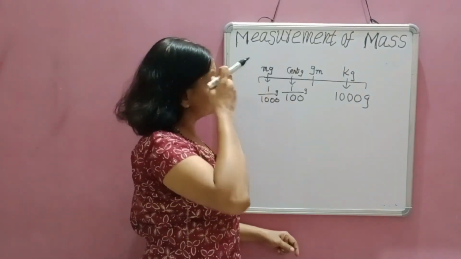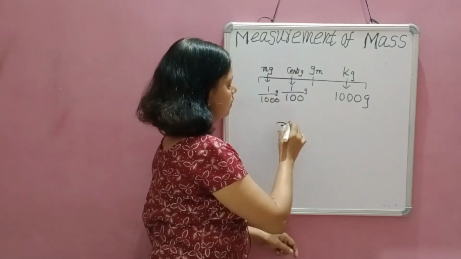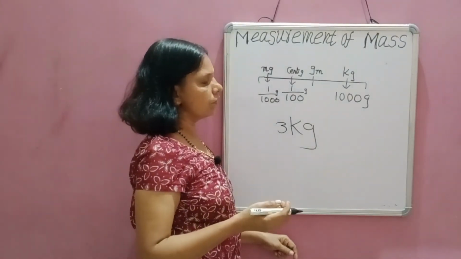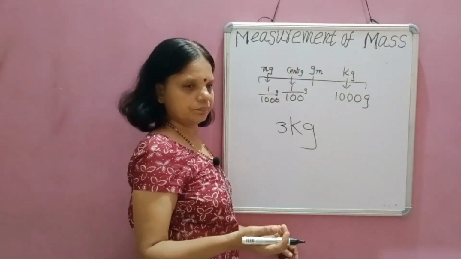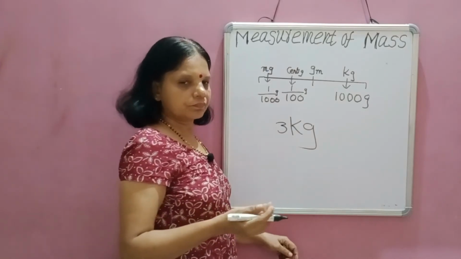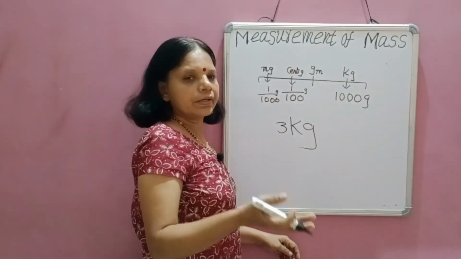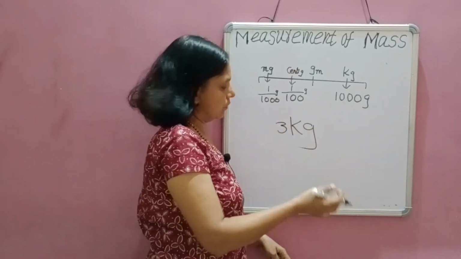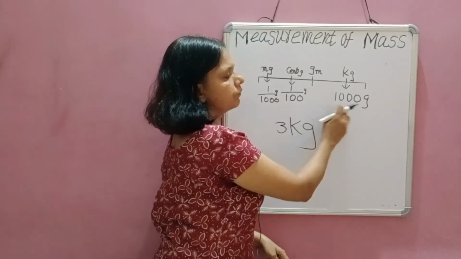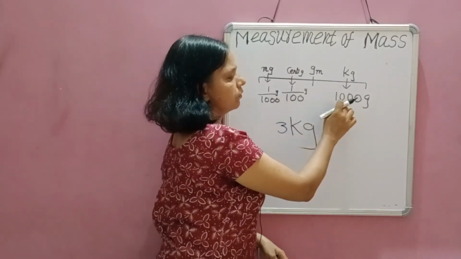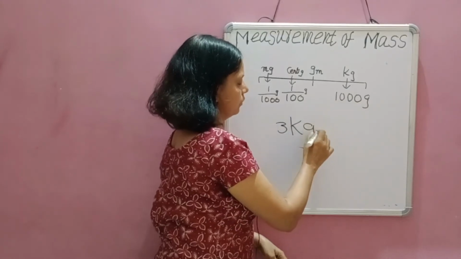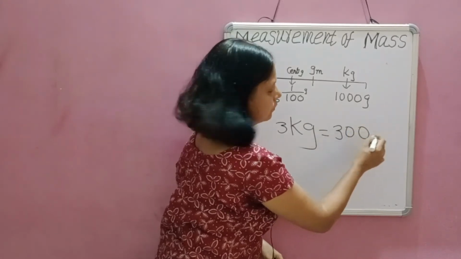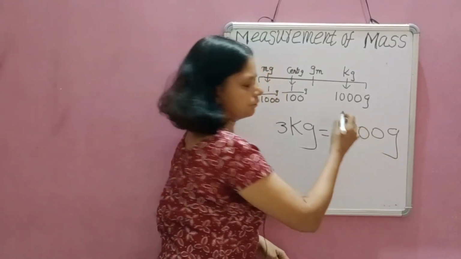For example, 3 kg. How will you convert it into gram? Before, I told you that to convert from a bigger unit into a smaller unit, we have to multiply. So by which number do you have to multiply? 1 kilogram is equal to 1000 grams. So 3 into 1000 is equal to 3000 gram.